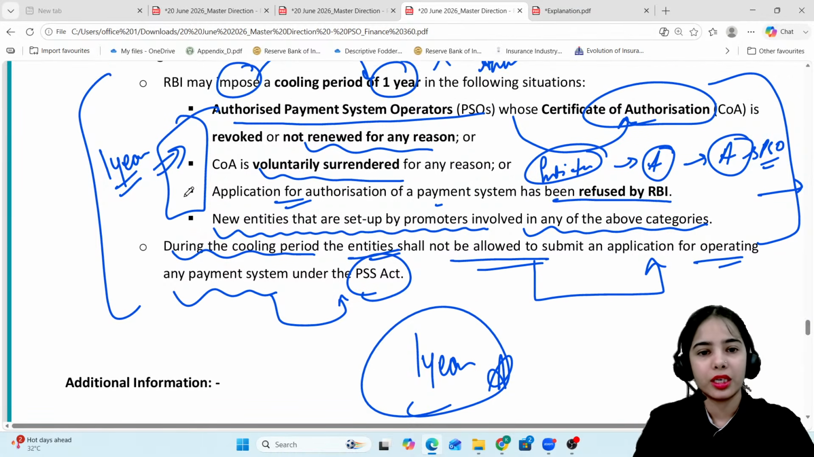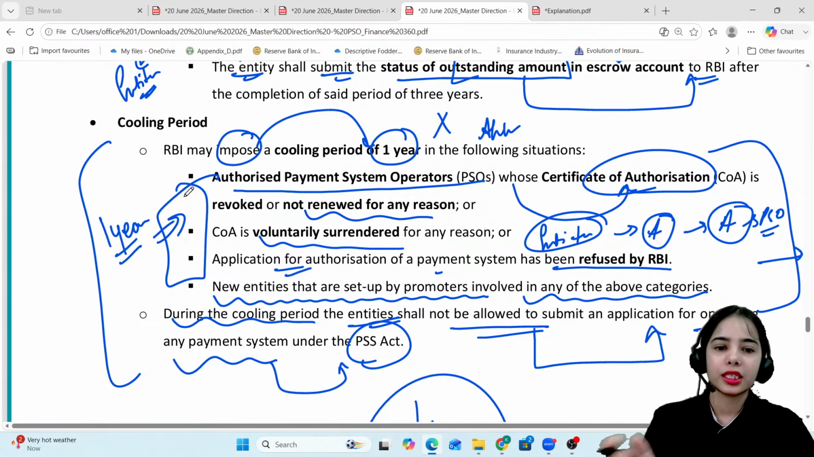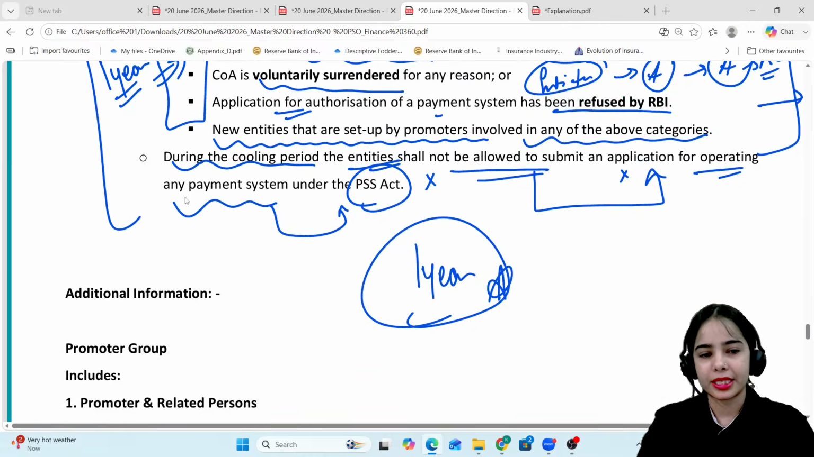Okay, so any confusion? The cooling off period is clear. The RBI may impose a cooling off period of 1 year in the following situations: if the RBI has cancelled the certificate, if the RBI has revoked the certificate, or if voluntary surrender of the certificate has happened. For that 1 year, the entities shall not be allowed to submit an application for operating any payment system under the Payment and Settlement Systems Act.